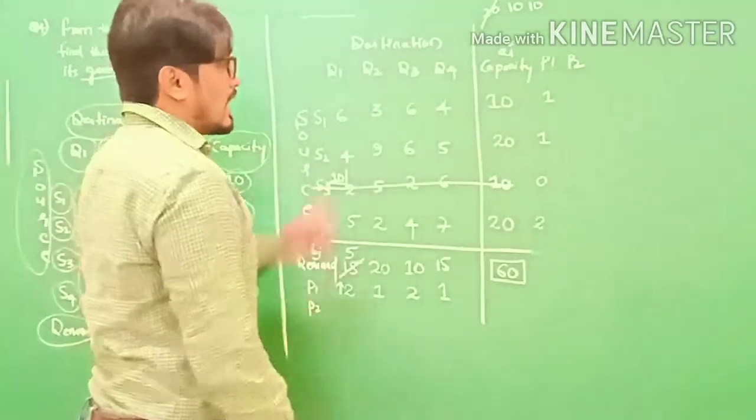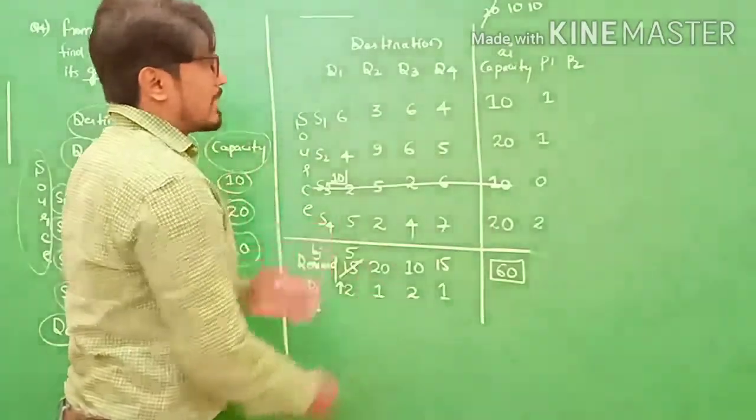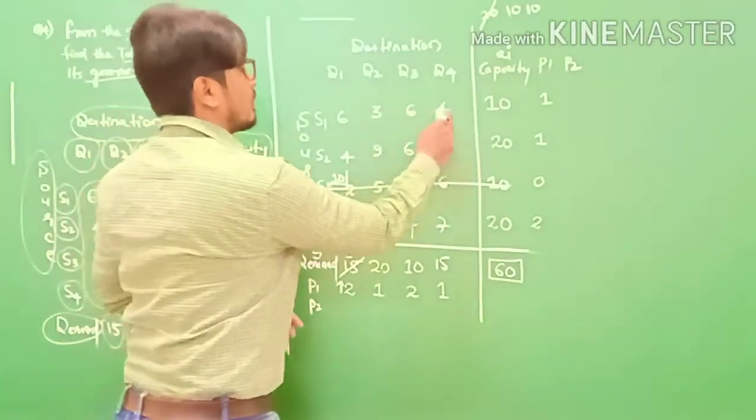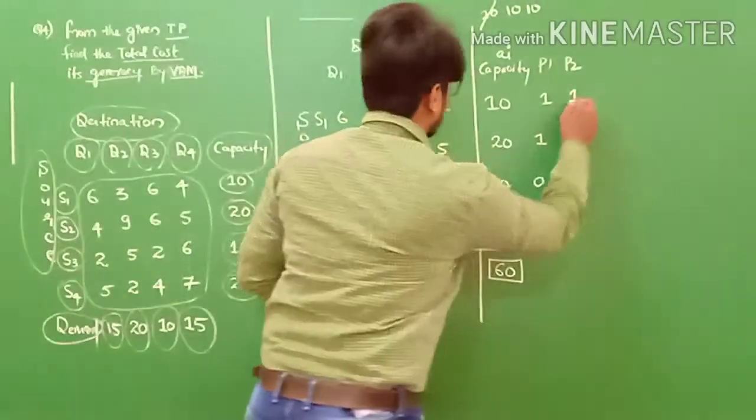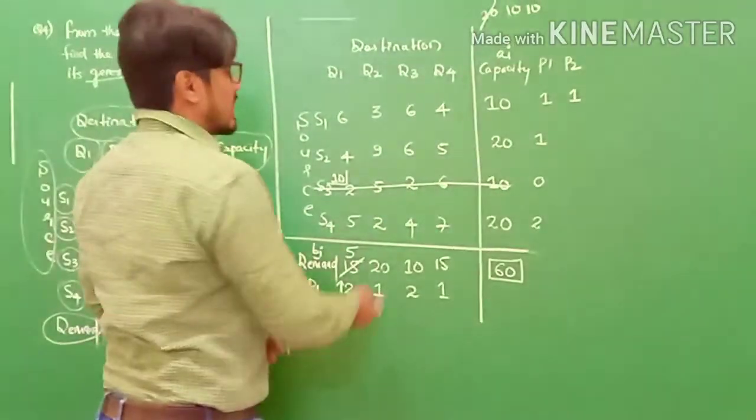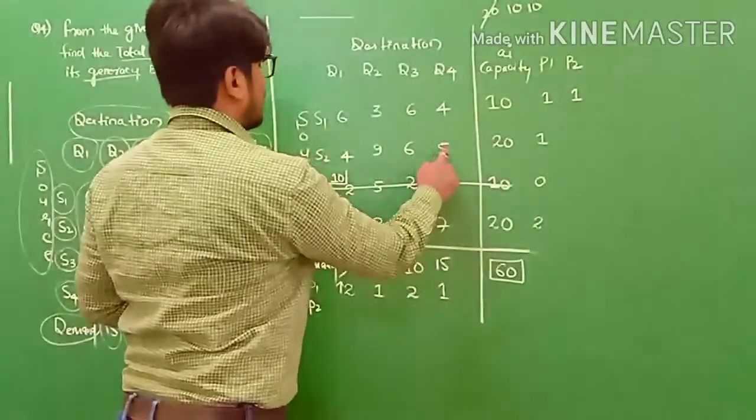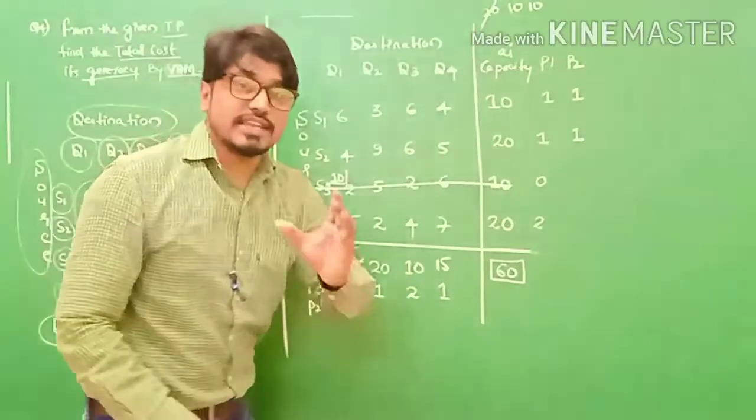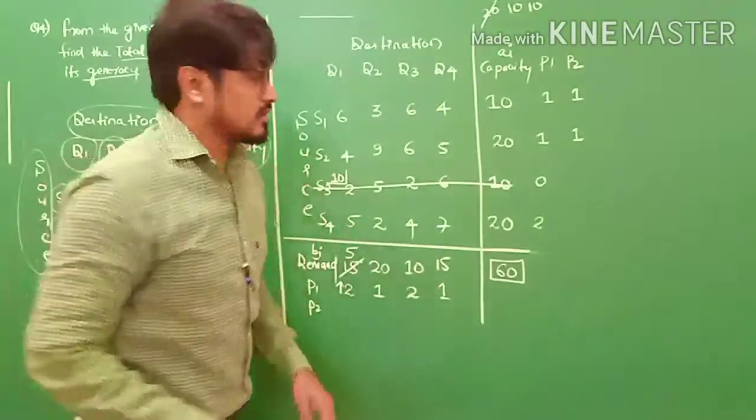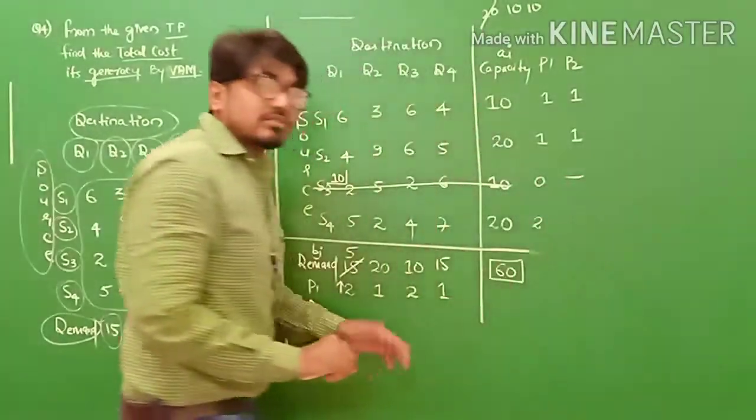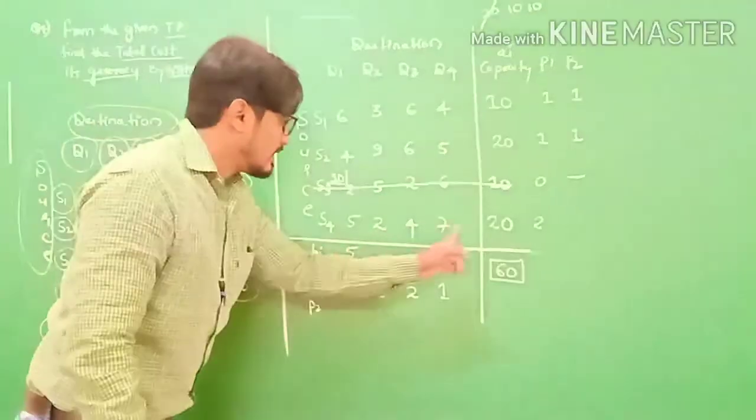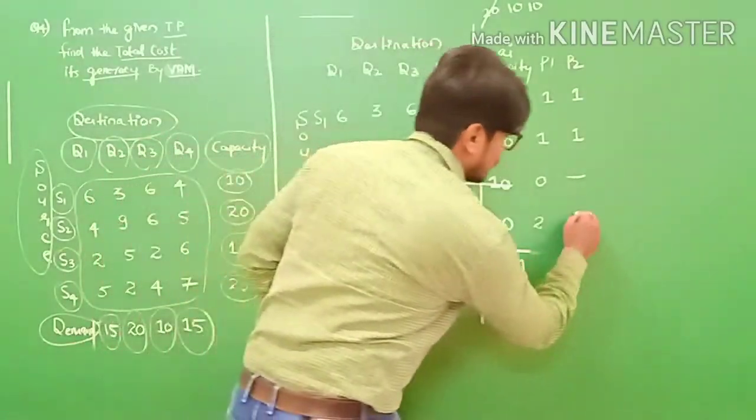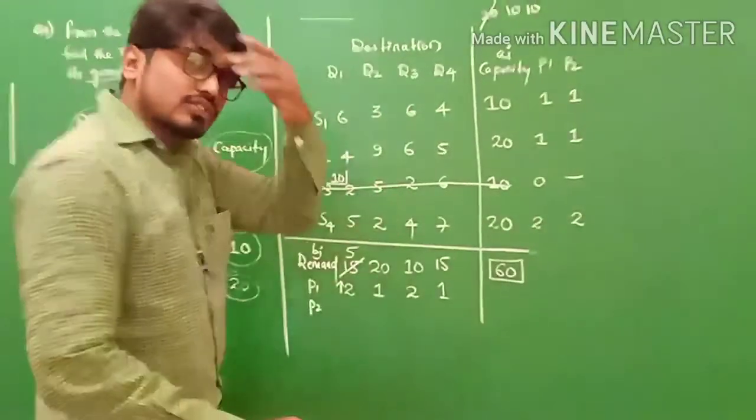Now again we'll find out the penalty cost. Already calculated. If you want, once again I'll calculate: 3 and 4, 4 minus 3 is 1. Next two least values are 4 and 5, 5 minus 4 is 1. Here it is exhausted, my friends. Please make it exhausted. Now here, again, 2 and 4, 4 minus 2 is 2. Same thing.